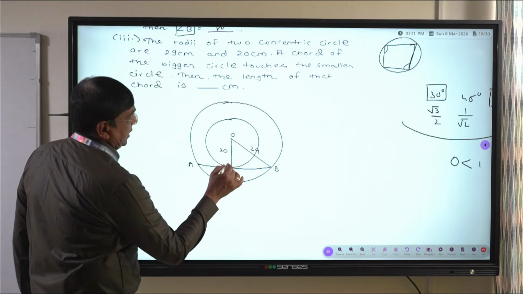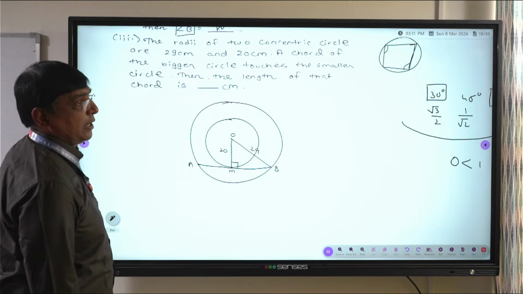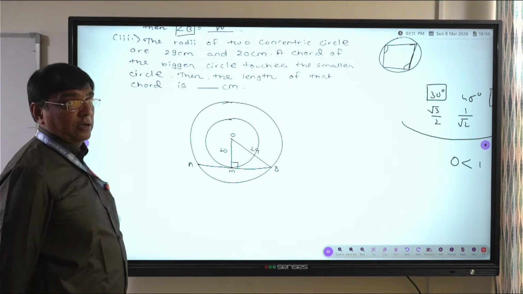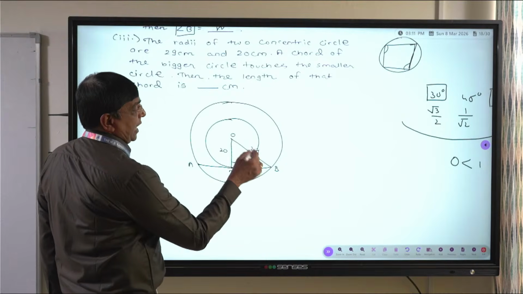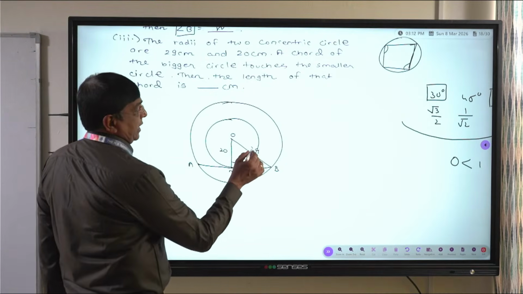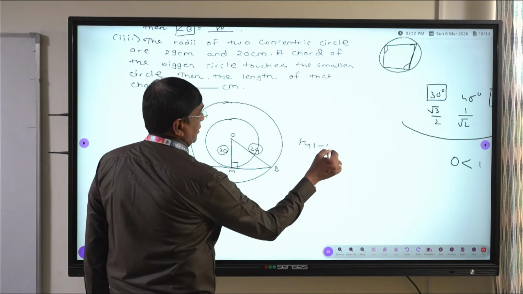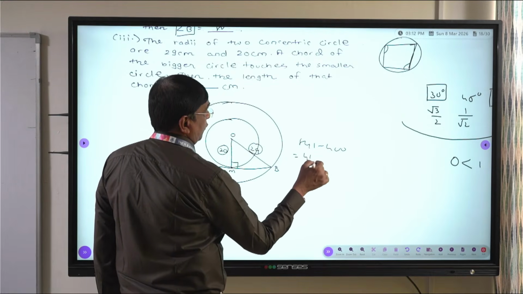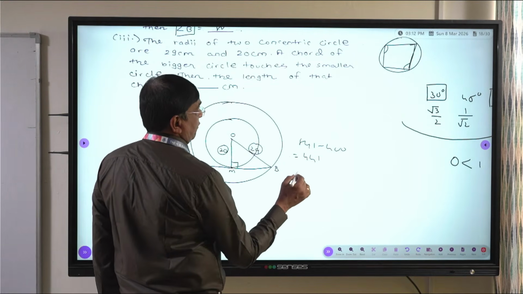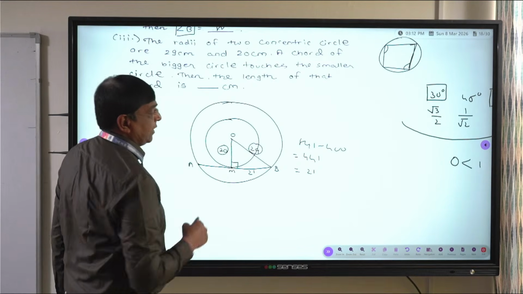Radius is always perpendicular to the tangent at the point of contact, so it's a right angle triangle. You can apply Pythagoras theorem for triangle OMB. So 29 square minus 20 square, 841 minus 400, is 441. So MB is the square root of that, that is 21.